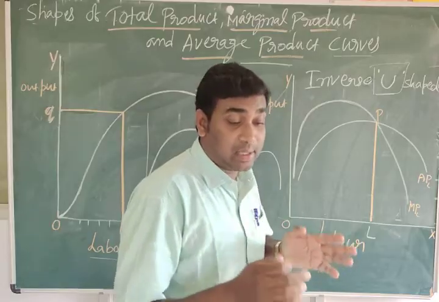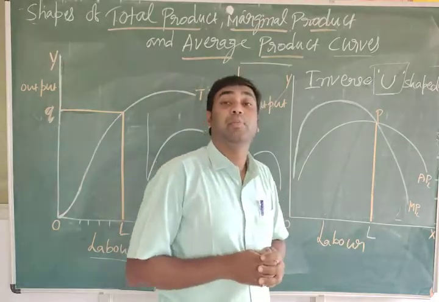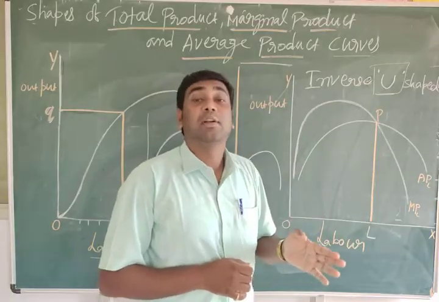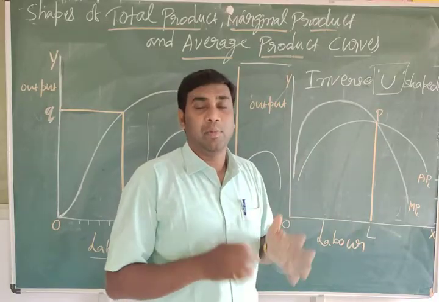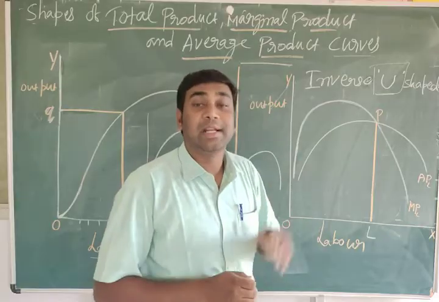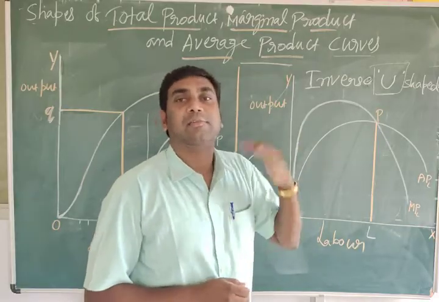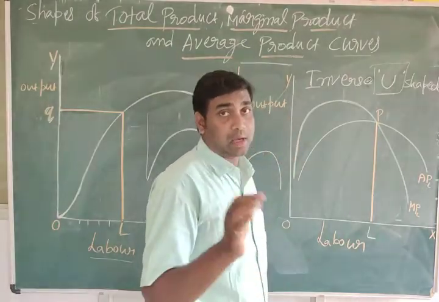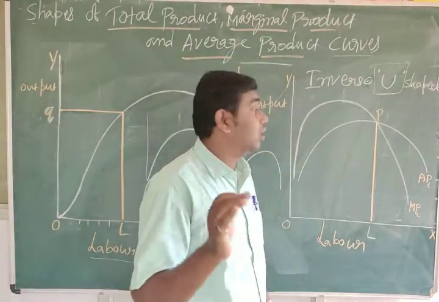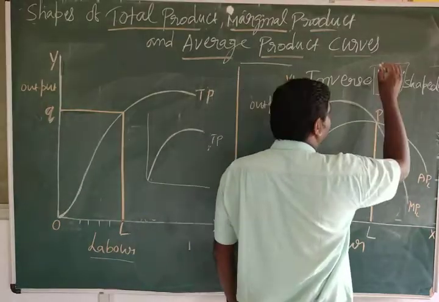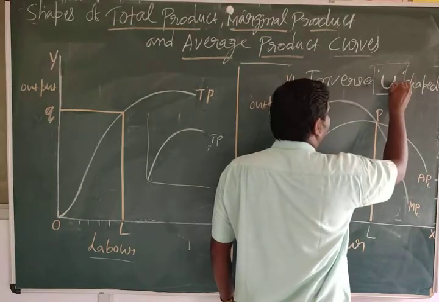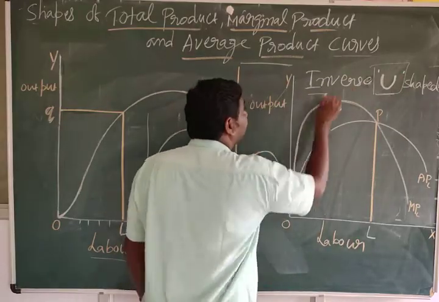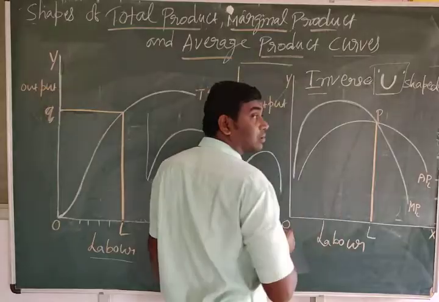When we are increasing the input, the marginal product will definitely rise initially, but after a certain level of employment, it starts declining or falling. So that's why the MP curve, the marginal product curve, looks inverse U shaped. Inverse means like this. See?